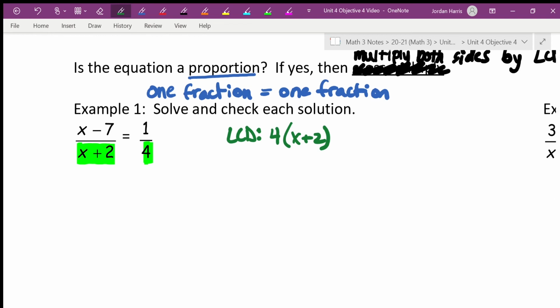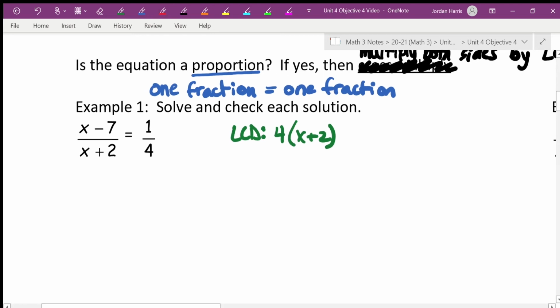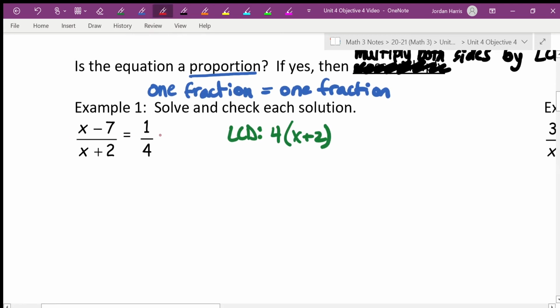So you could technically multiply this one top and bottom by x plus 2, this one top and bottom by 4. Now that they have a common denominator, set the tops equal to each other, that works. But a lot of people start getting confused about what to do with the denominators. So what we're going to do is multiply both sides by the same thing.